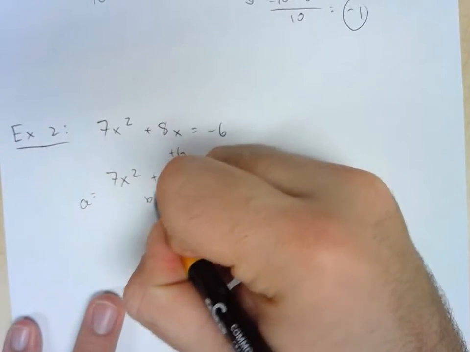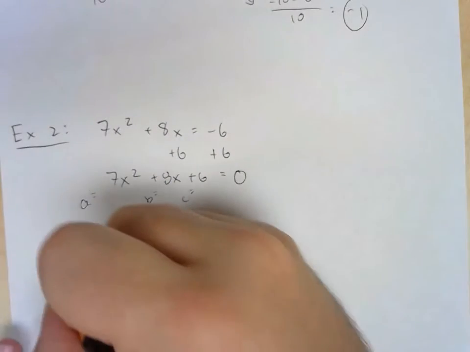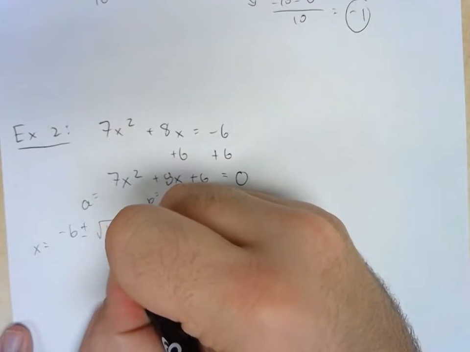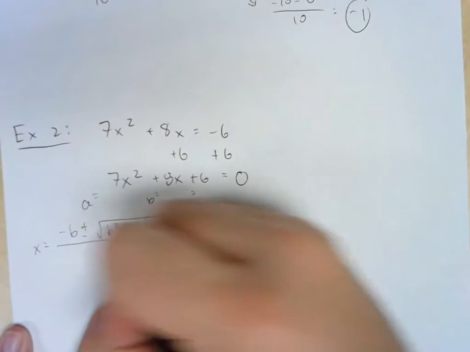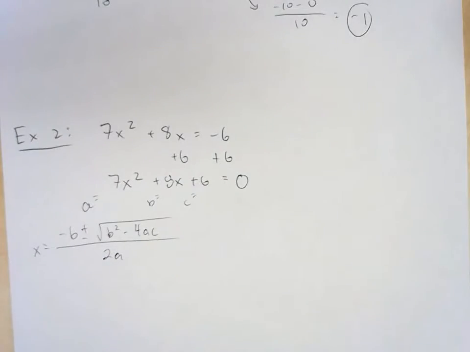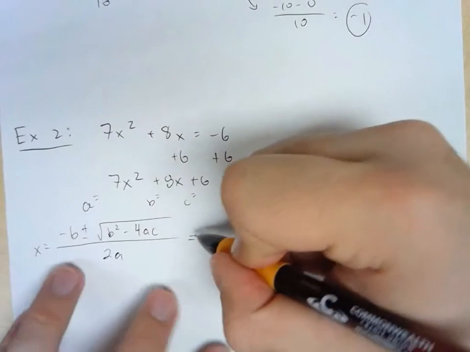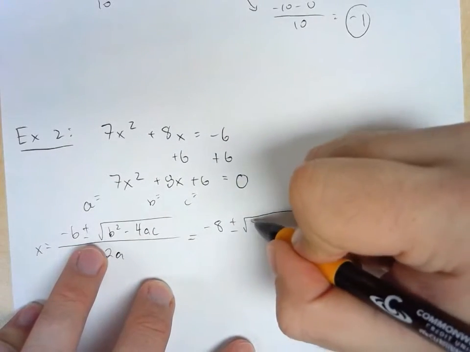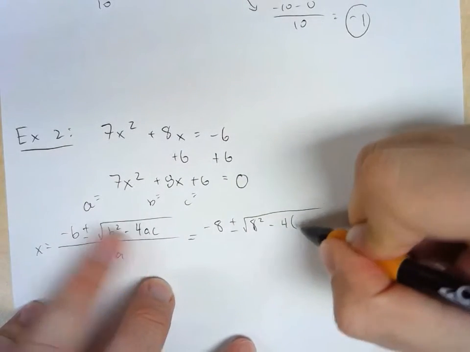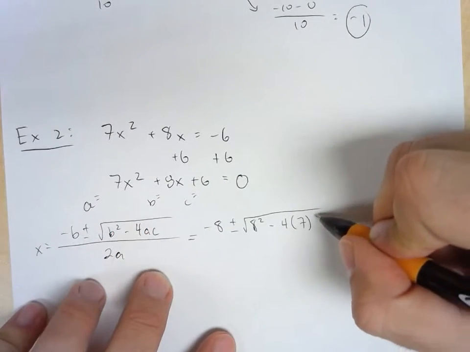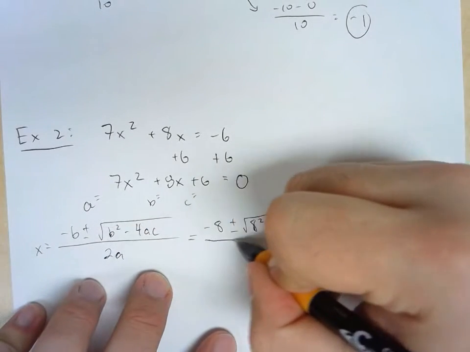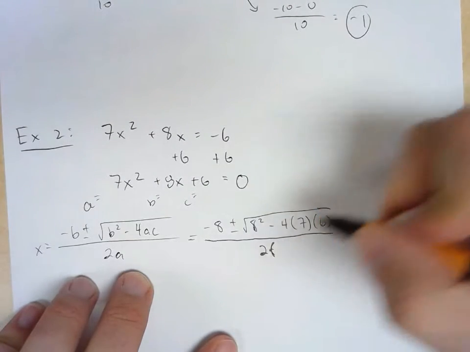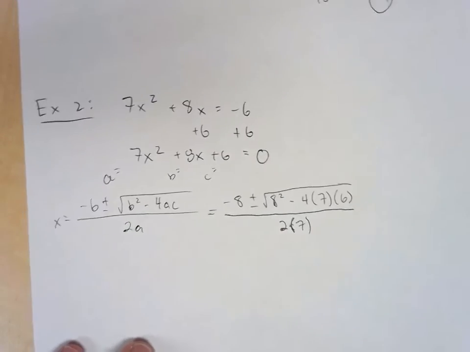Okay, we'll do the same thing again. A equals, B equals, and C equals. So x equals negative b plus or minus the square root of b squared minus 4ac, all divided by 2a. Okay, let's see what happens when we plug numbers in this time. So negative b is negative 8 plus or minus the square root of 8 squared minus 4 times 7 times 6. And then our line goes all the way across for our division. Divided by 2 times, oops, not a. A is going to be 7.